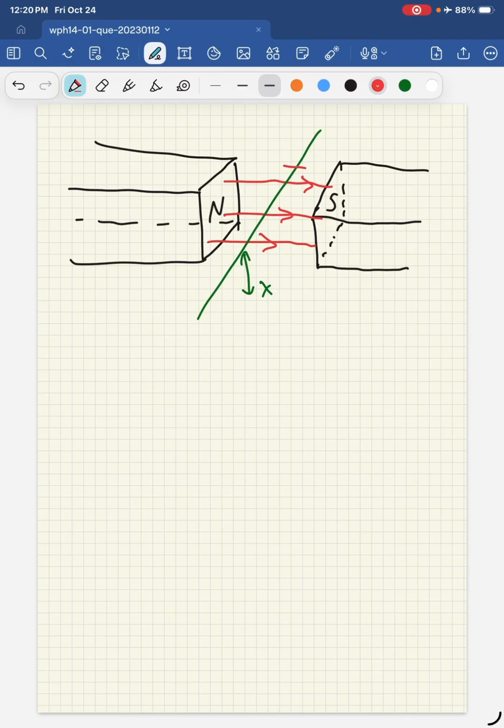Sorry, let me use a different color. So let's use orange. This is the length of the wire, okay? And the area that changes is given by L times X, because X moves in this direction. So L times X is pretty much a surface, okay? I hope you can see this. I hope it makes sense. It's a little bit of a difficult problem, I have to admit.